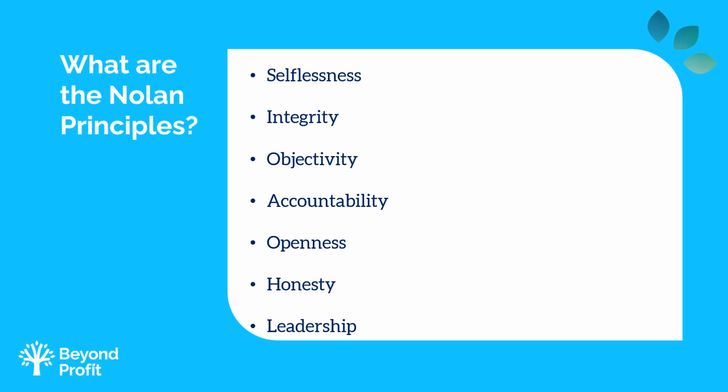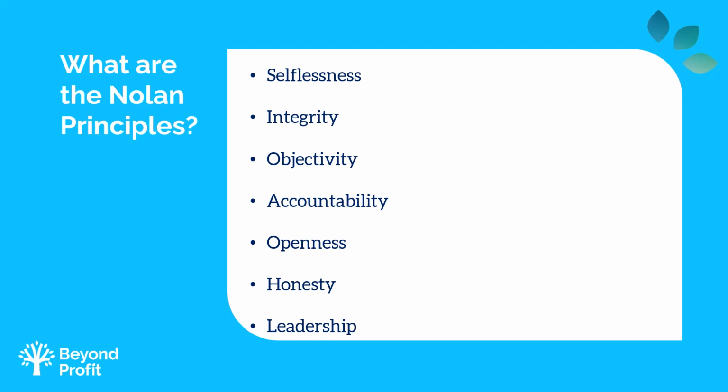Integrity. Holders of public office must avoid placing themselves under any obligation to people or organisations that might try inappropriately to influence them in their work. They should not act or take decisions in order to gain financial or other material benefits for themselves, their family, or their friends. They must declare and resolve any interests and relationships. So again, you can see how this links to having a conflict of interest policy and acting in the charity's best interests.